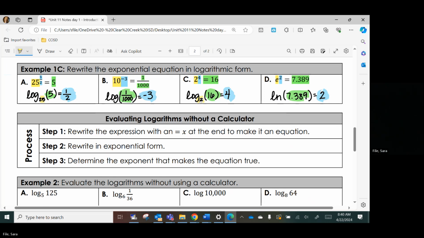Questions at this point? Rewriting from exponential to log or log to exponential?